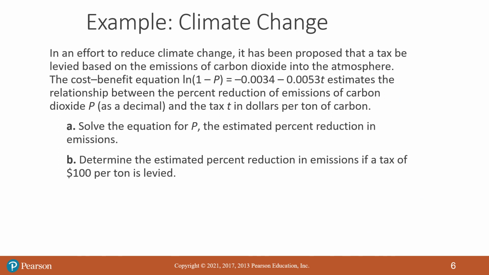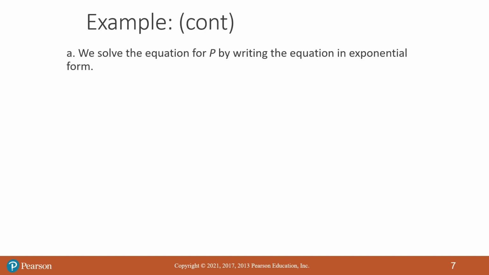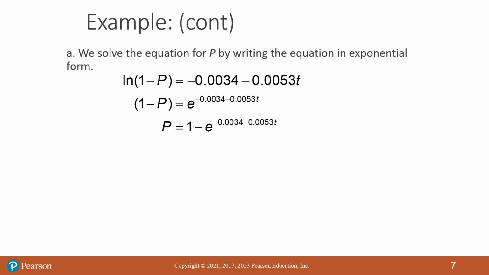In this word problem it says, in an effort to reduce climate change, it has been proposed that a tax be levied based on emissions of carbon dioxide into the atmosphere. The cost-benefit equation, the natural log of (1 minus p) equals negative 0.0034 minus 0.0053t, estimates the relationship between the percent reduction of emissions of carbon dioxide p as a decimal and the tax t in dollars per ton of carbon. Solve the equation for p, the estimated percent reduction in emissions.